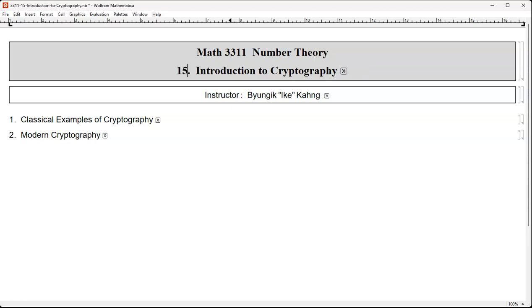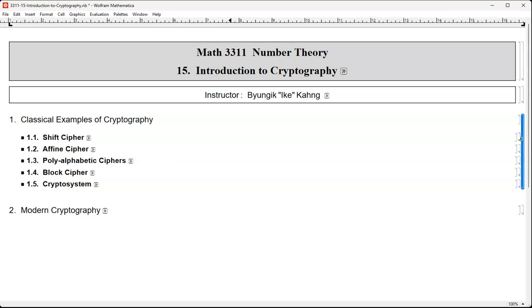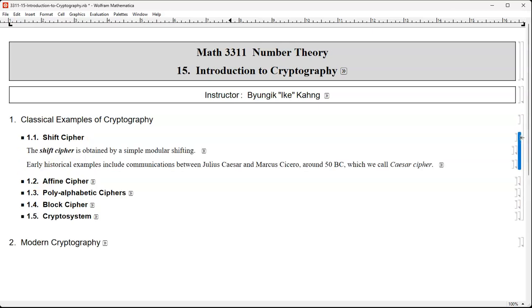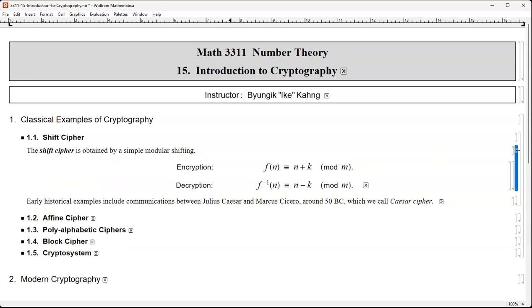Introduction to Cryptography. Let's begin section 1, Classical Examples and History. Let's begin with the simplest and the oldest example. Shift cipher. Mathematically, it goes like this. Just addition modulo m.